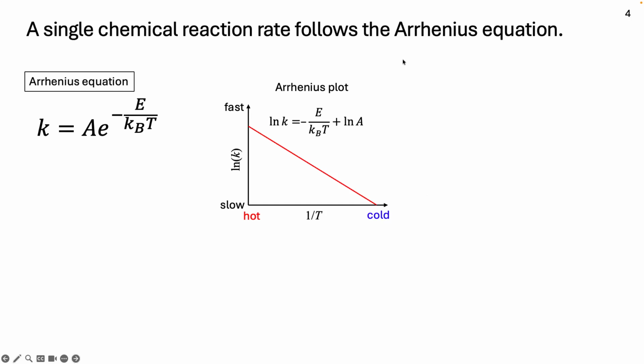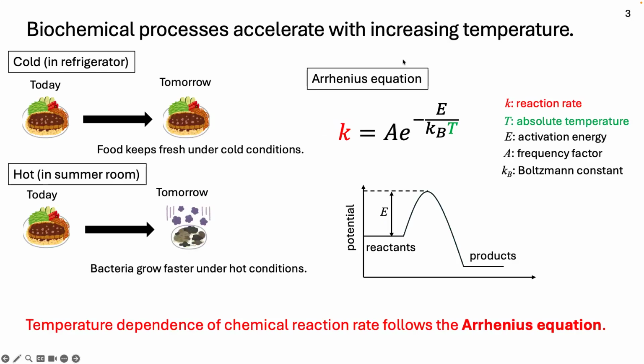Could you explain the Arrhenius equation clearly? Okay. You should explain. K is the reaction rate, and T is absolute temperature, and A, KB, and E are constant values. And it means if the temperature is high, this exponential function becomes large, and the chemical reaction rate is higher.